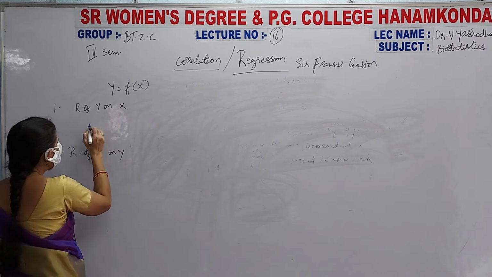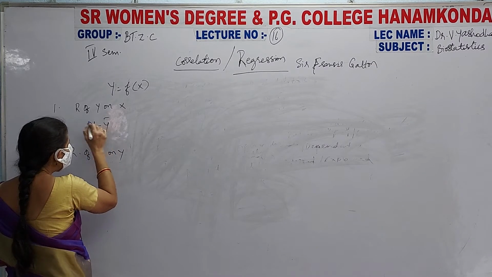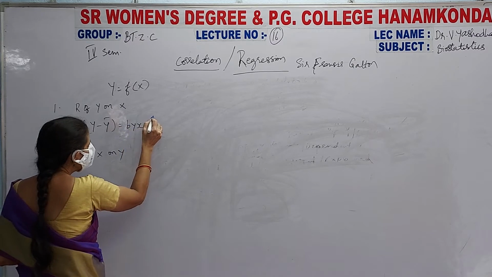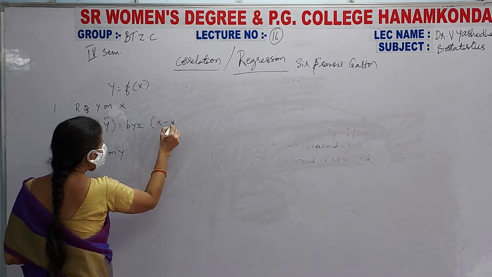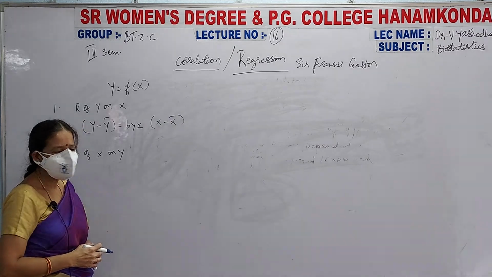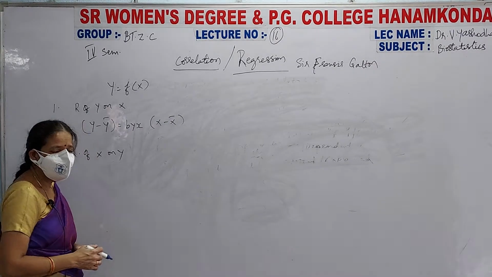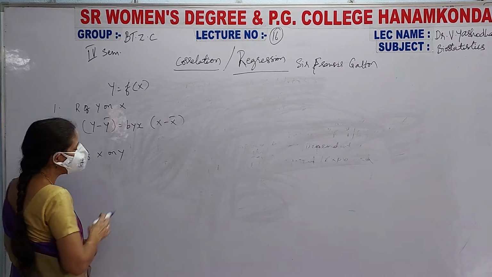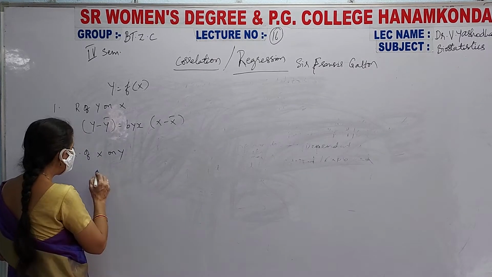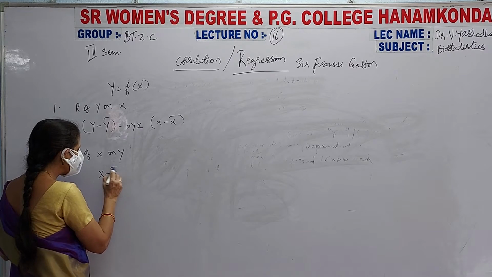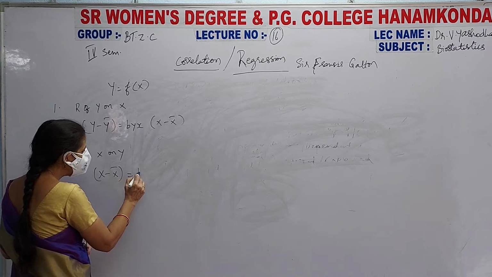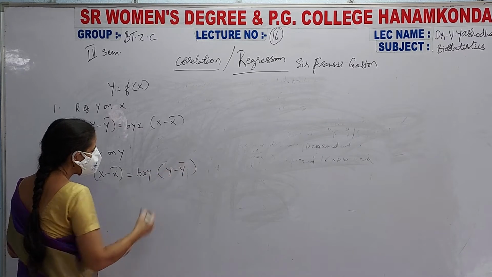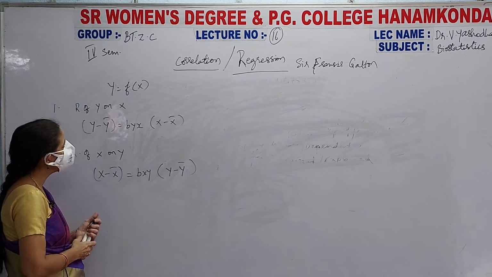See here, if you want to calculate regression of y on x, the formula is y minus y bar is equal to byx times x minus x bar. Now if you want to calculate regression of x on y, the formula is x minus x bar is equal to bxy times y minus y bar. These are the two algebraic formulae.